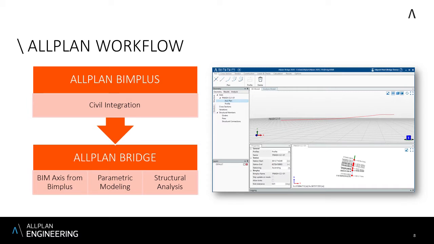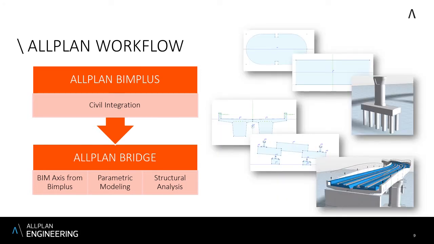Once the alignment is in within ALLPLAN Bridge, you have access to data in terms of the coordinate system, the geolocation of the project itself to make sure all parties are working in a common geospatial location. Once the alignment is placed within ALLPLAN Bridge, you could start the modeling process. The modeling process for the parametric model is fairly simple. You use simple 2D sections and then extract them along axes, which can be horizontal or vertical, depending on your needs.